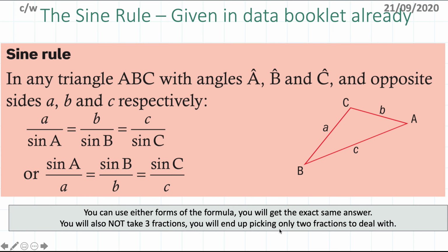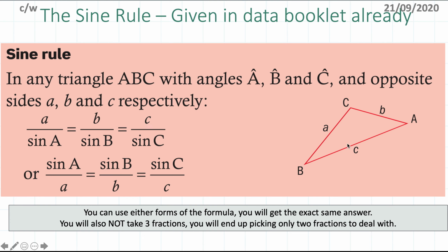There are two forms of the sine rule, either taking the lengths divided by the sine of the angles or taking the sine of the angles divided by the lengths. Now, what you have here is three fractions being equal to each other. In reality, we'll only pick two fractions, for example, these two, or maybe the A and the C, or maybe the B and the C. So you end up only picking two and then solving it as such.